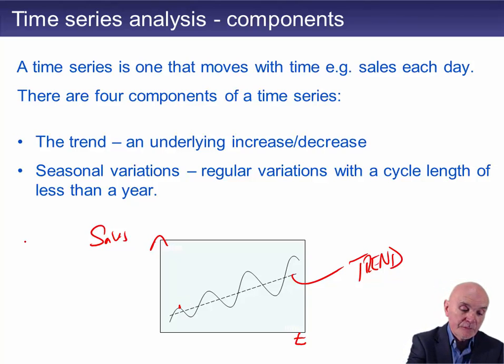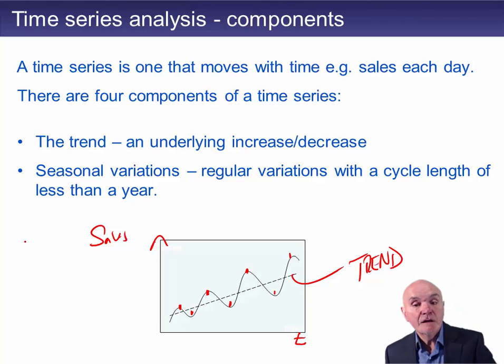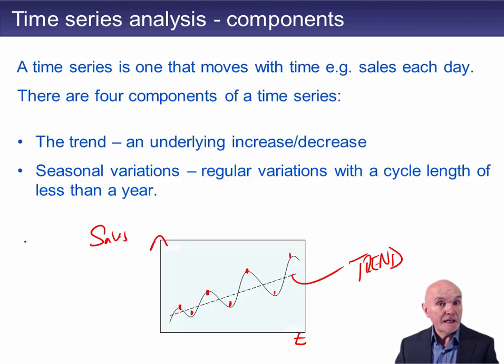So perhaps every summer, let's say it's the sales of certain types of clothing, every summer the sales hit a high spot. Every winter the sales are going to be hitting a low spot. And seasonal variations are regular variations with a cycle length of less than a year. It could be sales in a day. So perhaps at the weekend the sales are always going to be high, on a Monday they're always going to be low, and so on. And you could be plotting this maybe over 5 or 6 days a week, up and down, up and down. But that will be a seasonal variation as well.